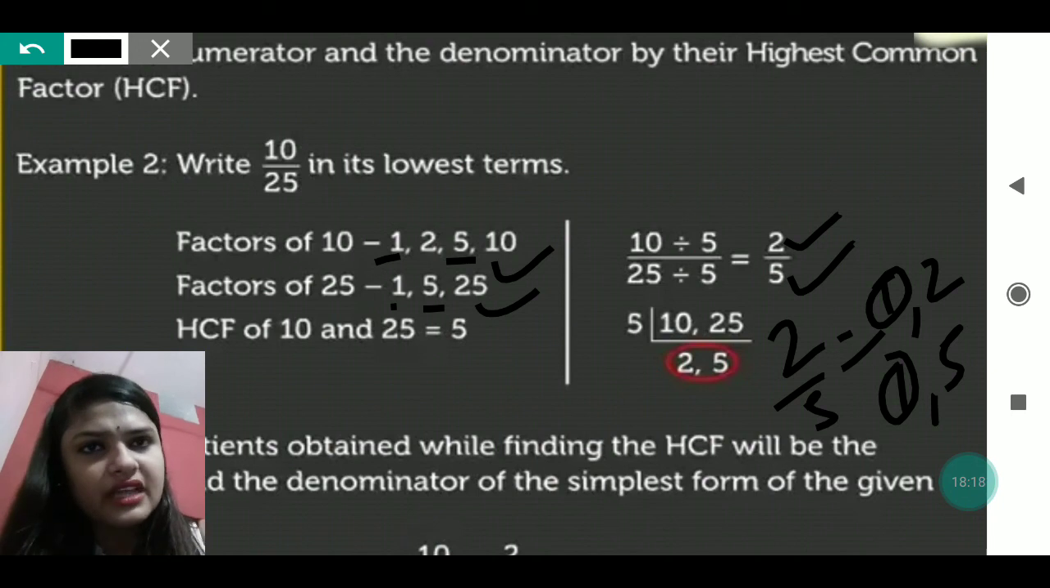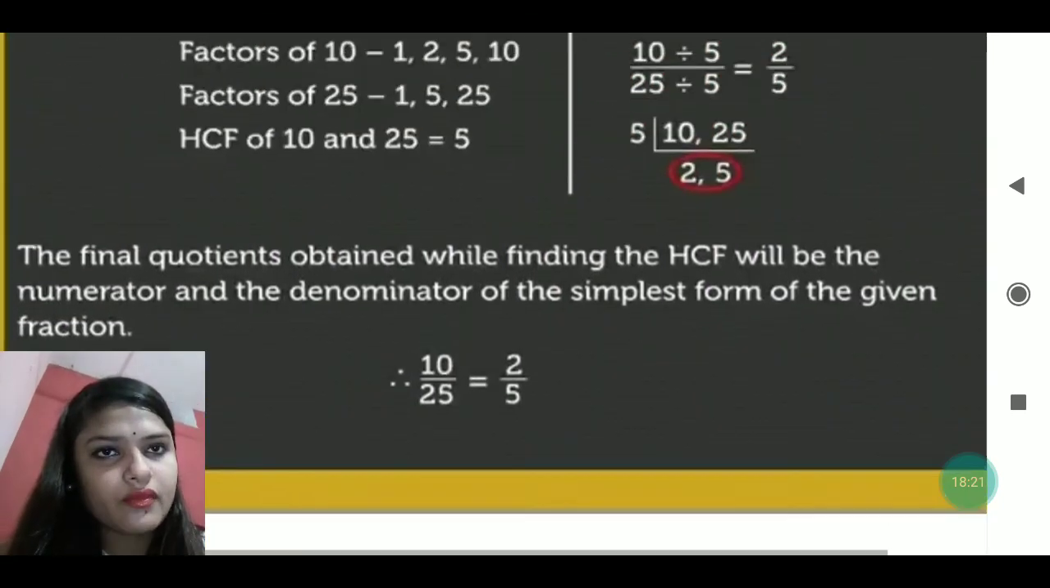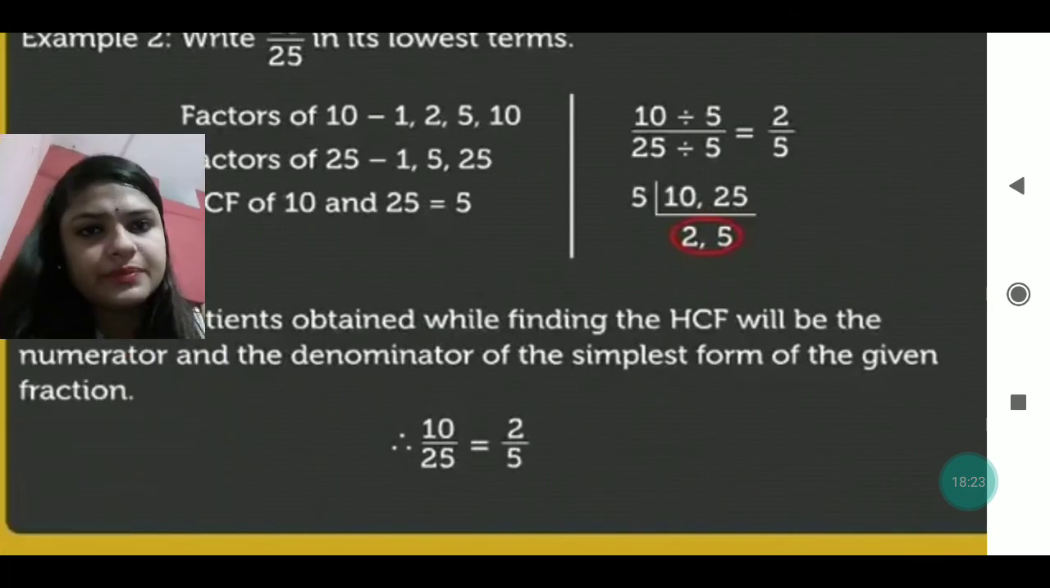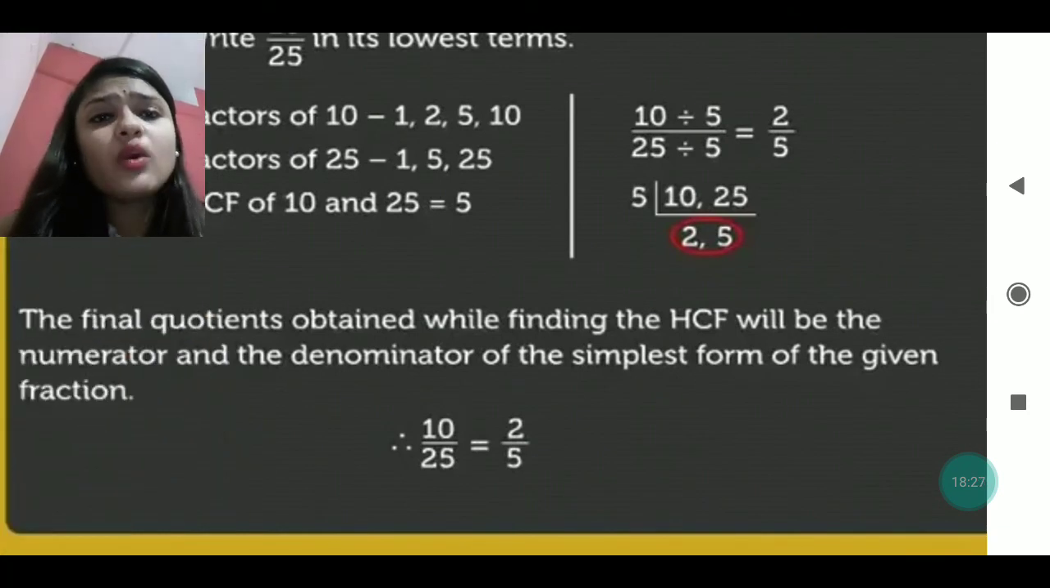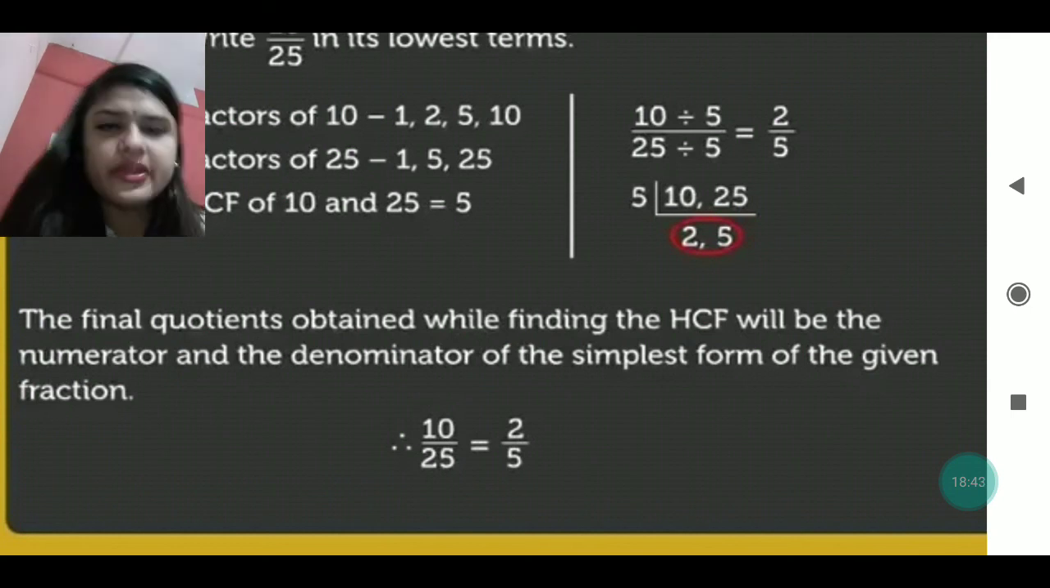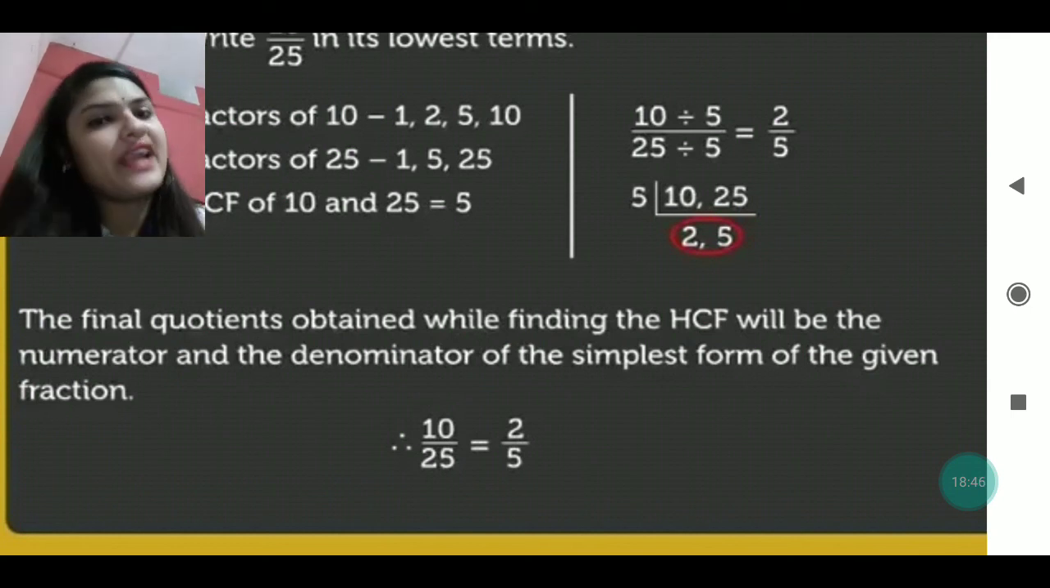Some more things are written, just see what is written. The final quotient obtained while finding the HCF will be the numerator, and the denominator is the denominator of the simplest form of the given fraction, like 10 by 25. What is the simplest form of this? 2 by 5. And we cannot divide it further by any common number. So that is considered the lowest term of 10 by 25.